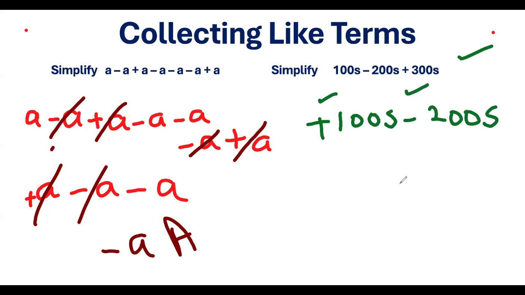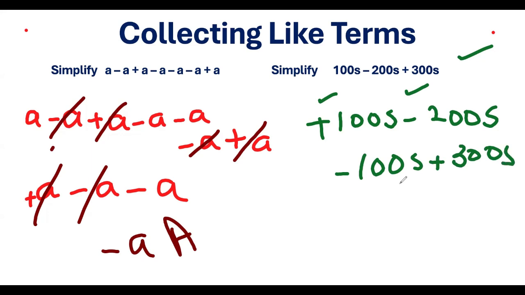Subtract them, but the sign should be there for the bigger number. What is the bigger number? 200. 200 is having minus sign. And 200 minus 100 is 100s. Now continue because one term is left: 300s.